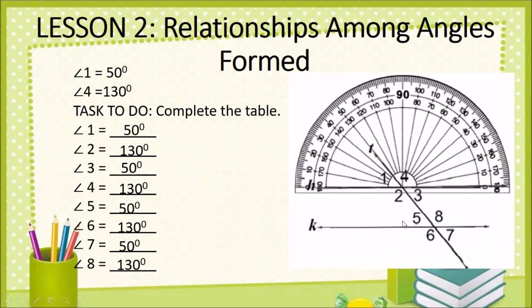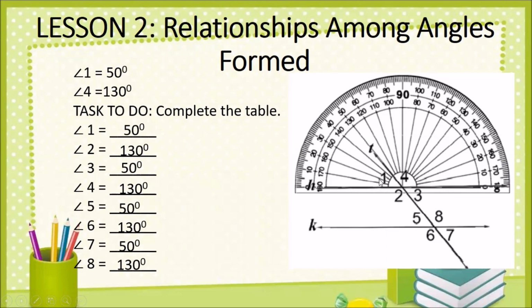So, alternate interior angles are congruent. Angle 2 and angle 8, the same at 130 degrees. So, proven that they are congruent. Angle 3 and angle 5 are congruent and they have a measure of 50 degrees.